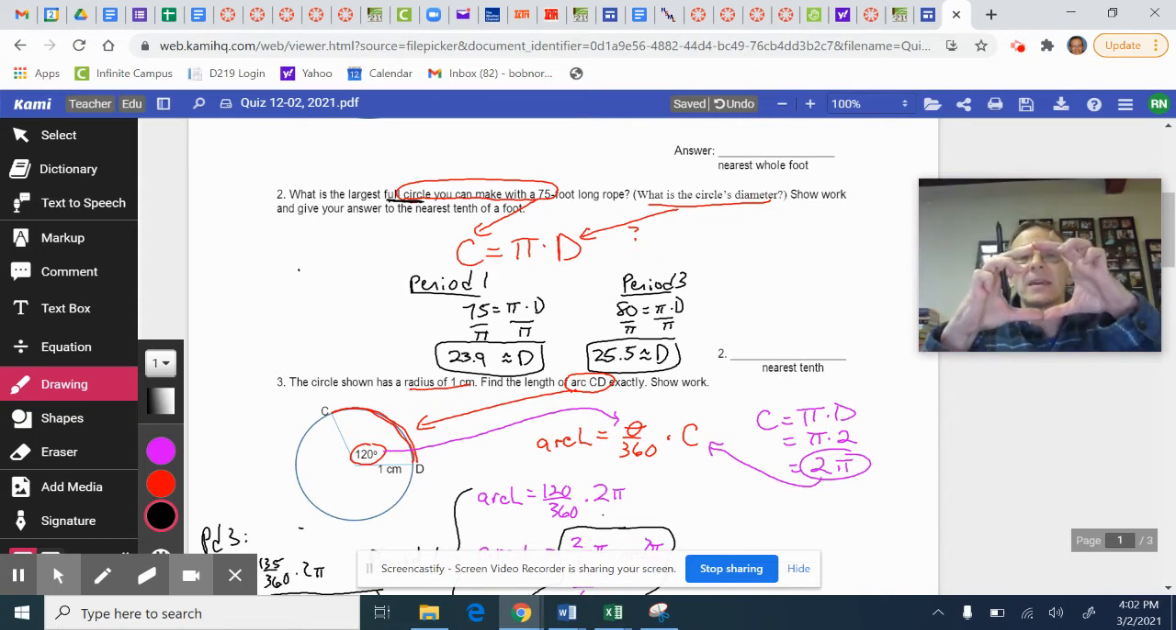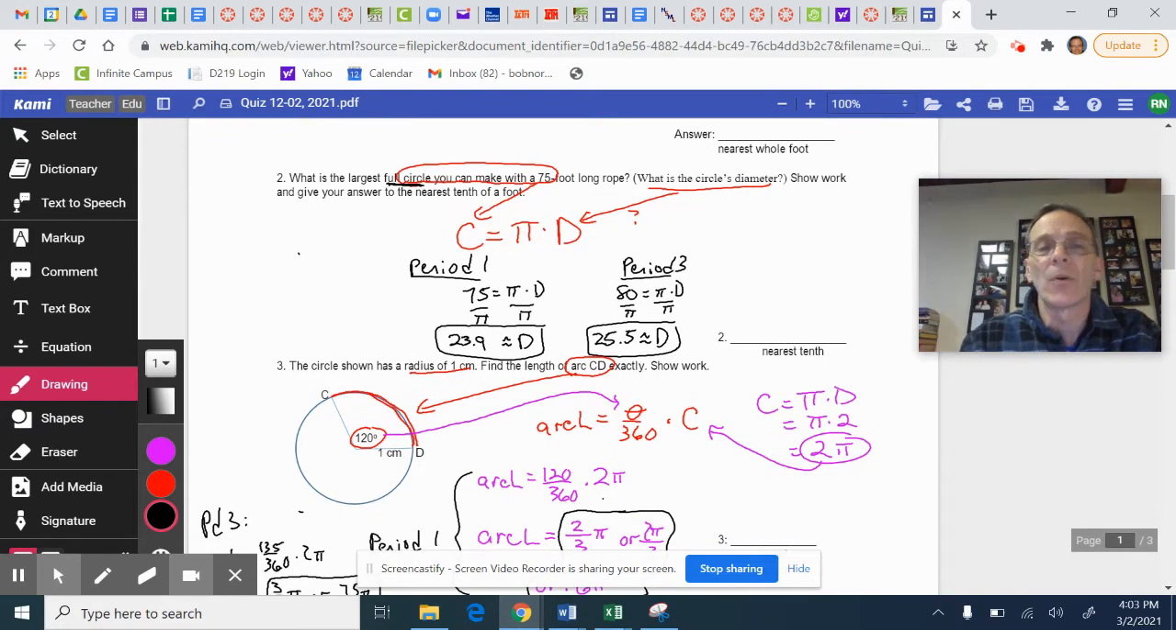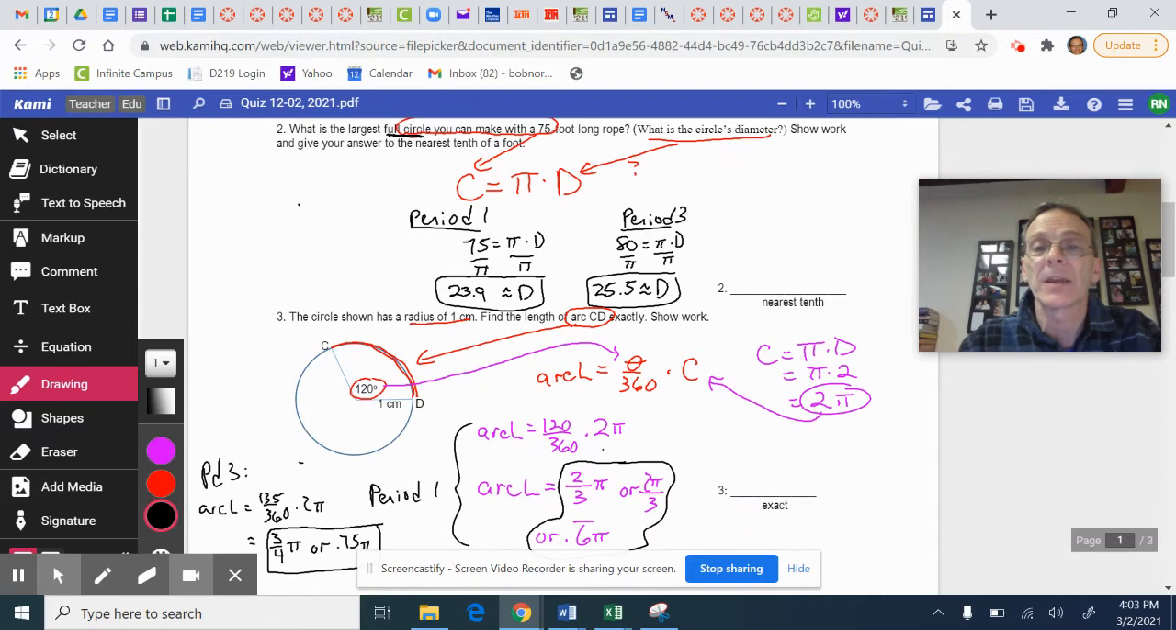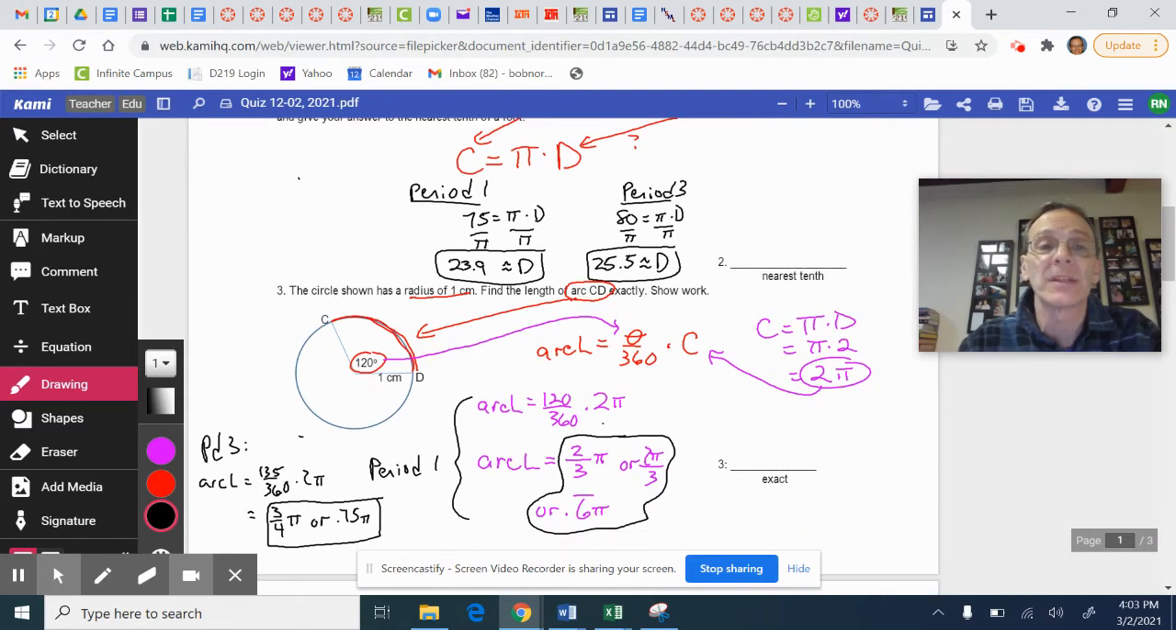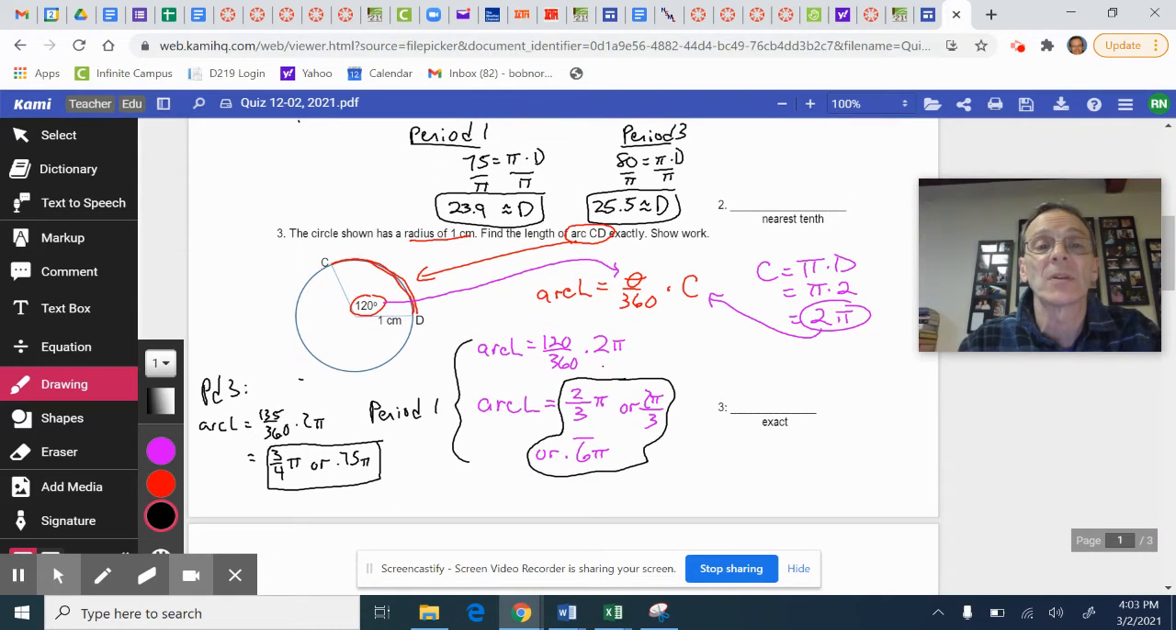You're making a circle with the rope. The rope is the circumference of the circle. It's not the diameter of the circle. So it goes in for C. Or in the case of period 3, it was an 80-foot rope, but it goes in for C. Okay, I wanted an answer to the nearest tenth. Everybody gave me an answer to the nearest tenth. That's good.